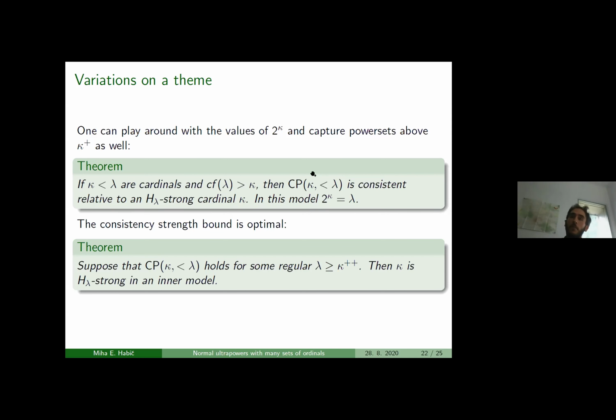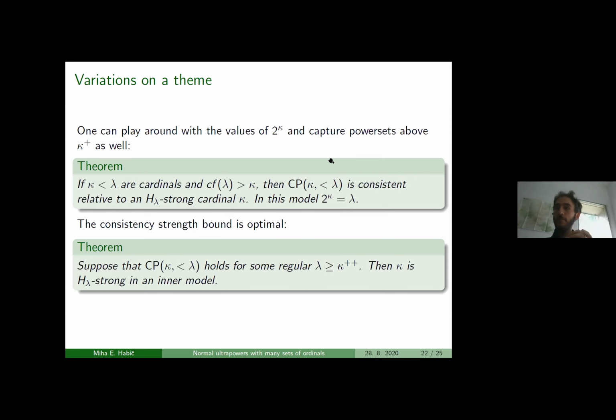So CP(kappa, less than lambda), you can imagine what that is. You get one normal ultrapower that captures all the subsets of, so every power set of theta less than lambda, right, at once. Okay, and given this value of the continuum, this is the best amount of capturing that you can have in that situation.